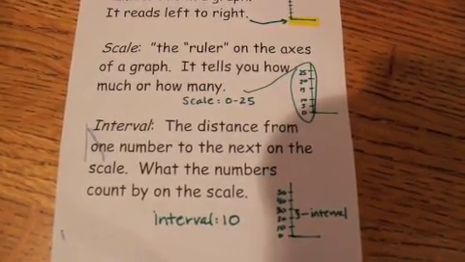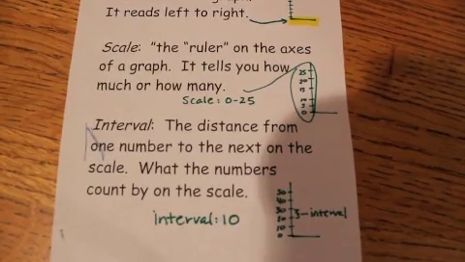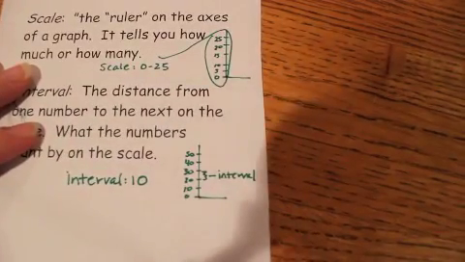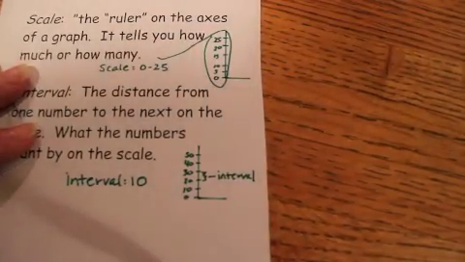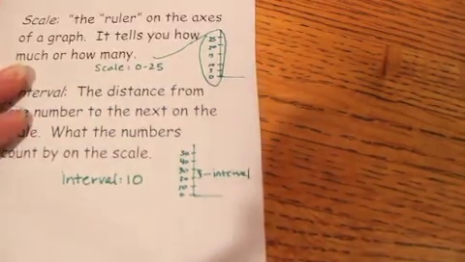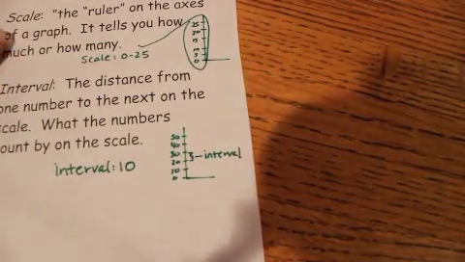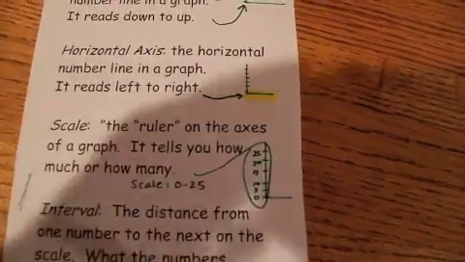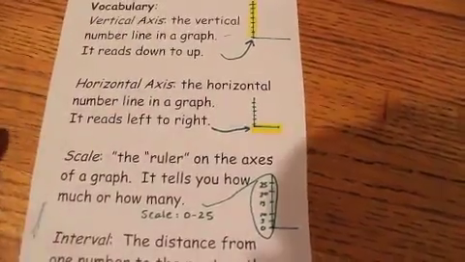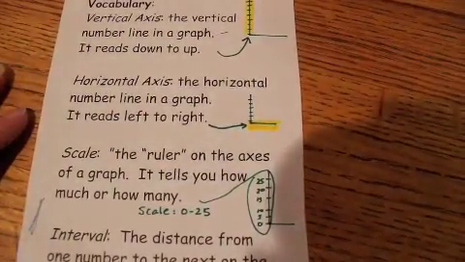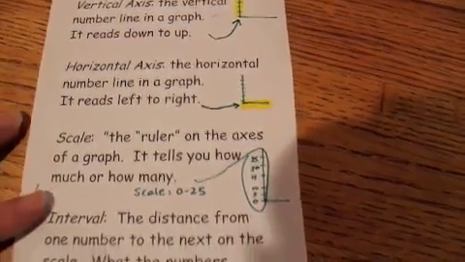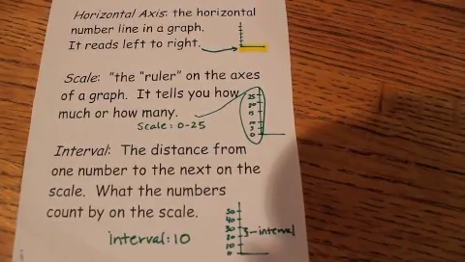The interval is what we count by. So if we look at the numbers in this example, we start at 0, count by 10s up to 50. The interval in this example is 10. These 4 vocabulary words are important for you to know. If you don't know them, I would recommend stopping the video and writing them down. Vertical axis, horizontal axis, scale, and interval.